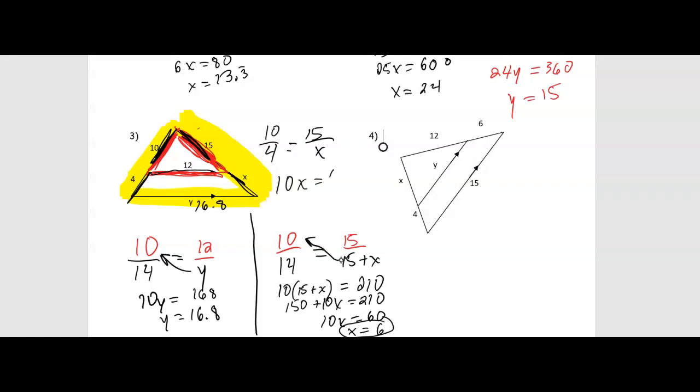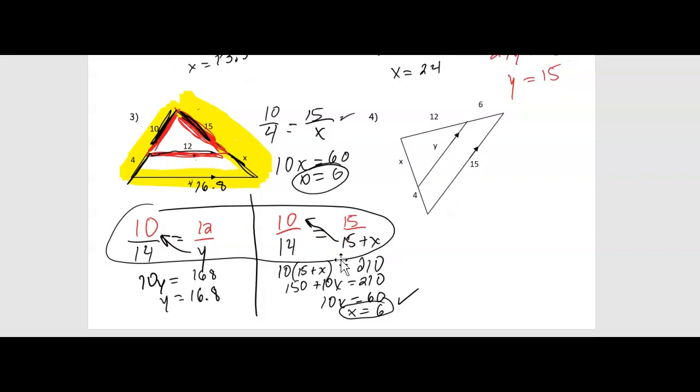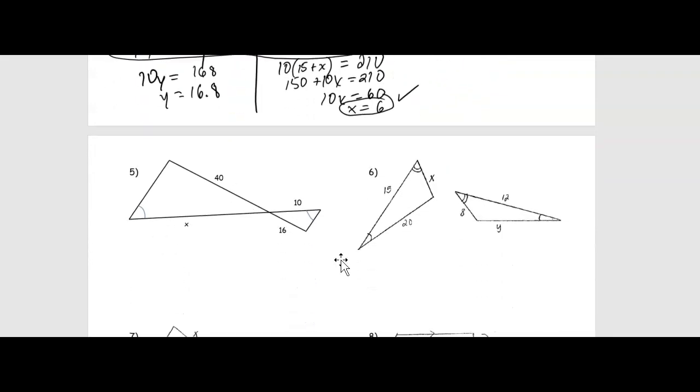You would still get 10x equals 60. Divide by 10, you would still get this x value to be a 6 like we did at the bottom. This is safer because this works for all of them. Setting up the proportion you would have to do for the base, but for the sides we could use the little shortcut here. Okay. All right.